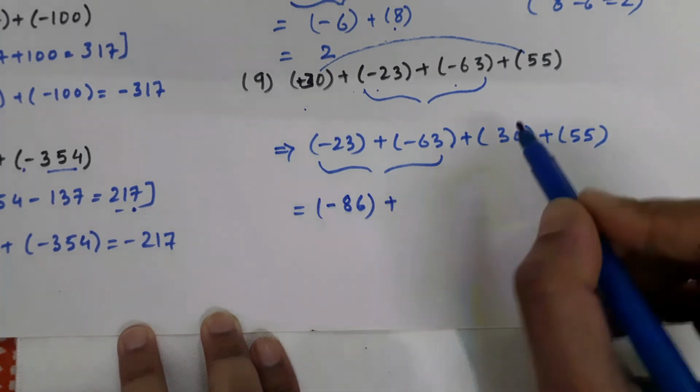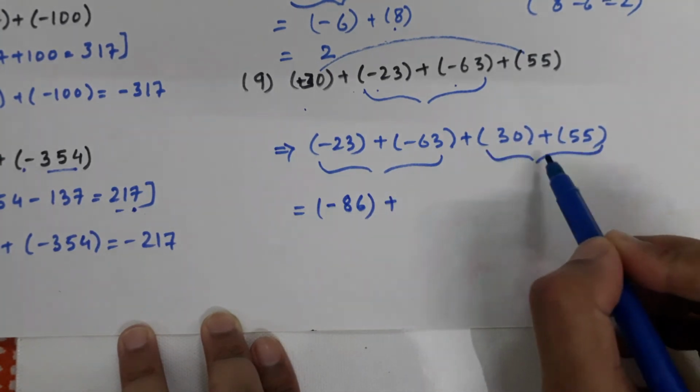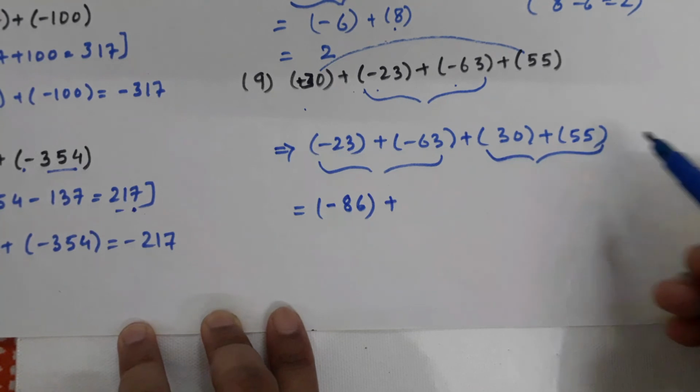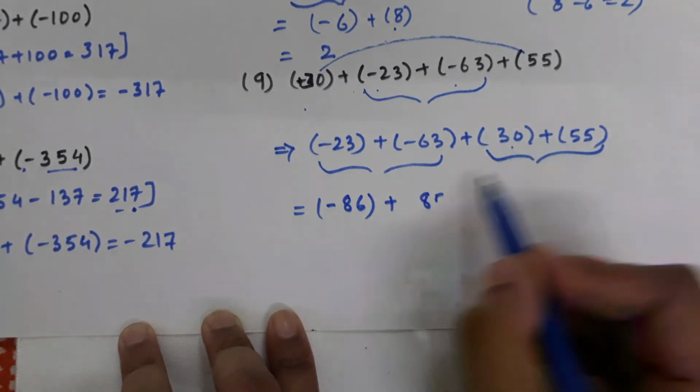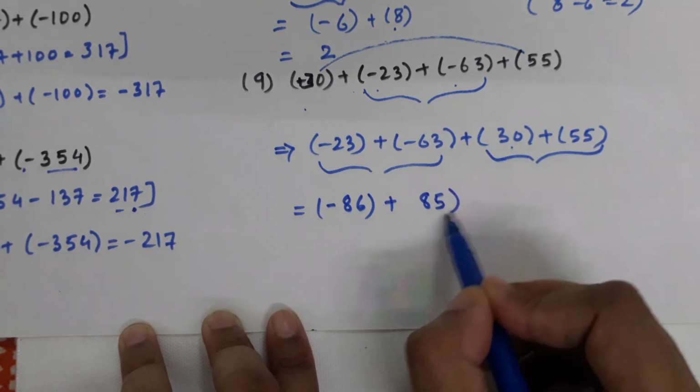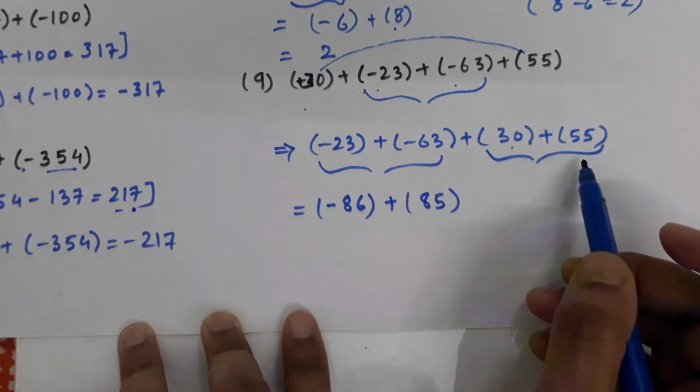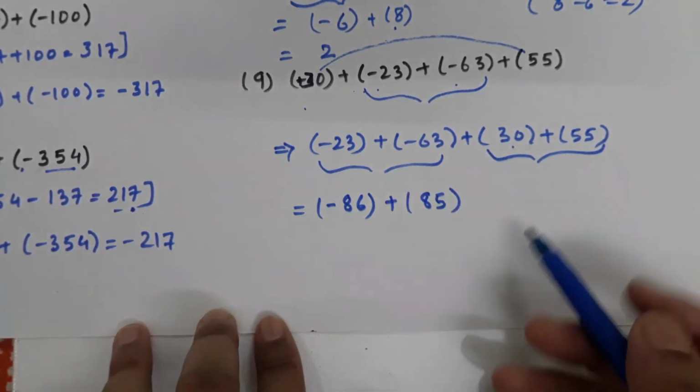Okay, plus, now I'm going to solve the last two numbers. Again they have the same sign, I have to just add them. 30 plus 55 will give me 85, and then we have the same sign, so I'm going to put plus, or you can just write 85.